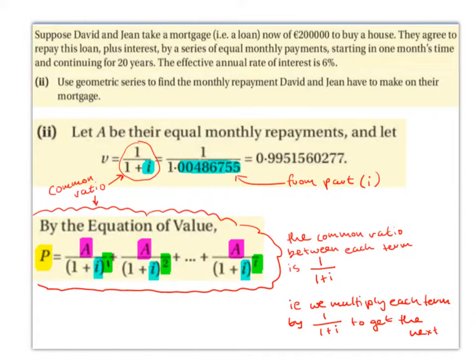0.99515,60277. So 1 over 1 plus I, this is the common ratio, and we got this from the equation of value. So 1 over 1 plus I is what you multiply each of these terms by to get to the next. So the common ratio between each term is 1 over 1 plus I, i.e. we multiply each term by 1 over 1 plus I to get to the next.